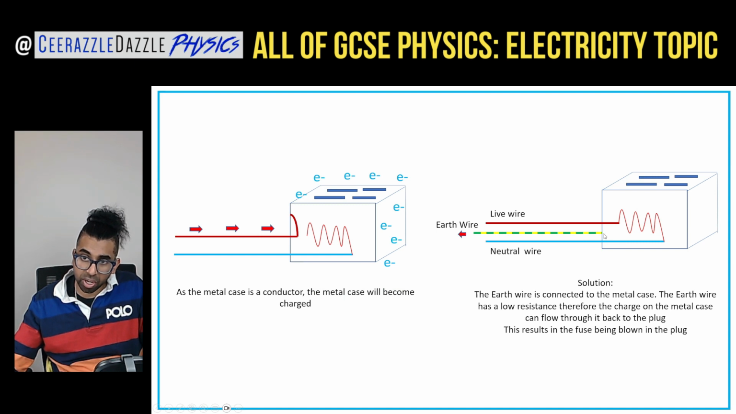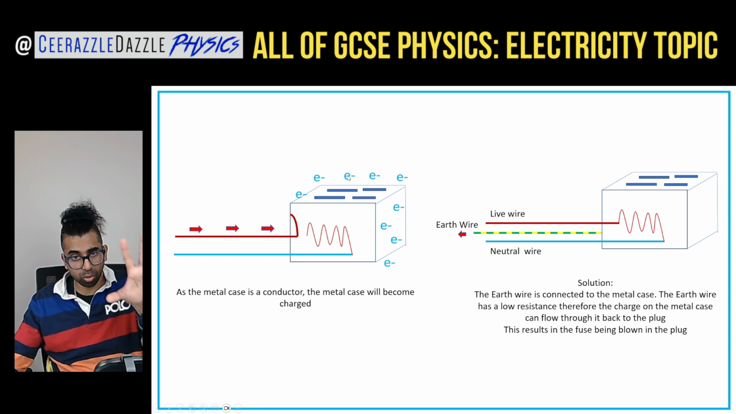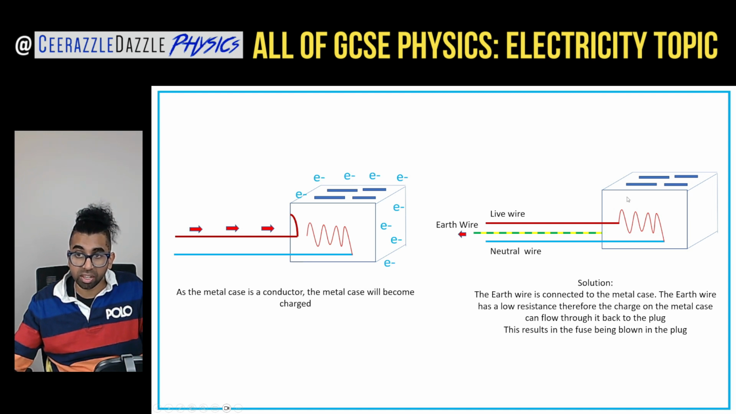They attach an earth wire to the metal case. The reason why is because now the charge can flow. All those electrons can now flow through the earth wire down it back to the plug over here. So that's the function of the earth wire. In case the metal case becomes charged, it now has an alternative route to flow through it back to the plug, keeping you safe.